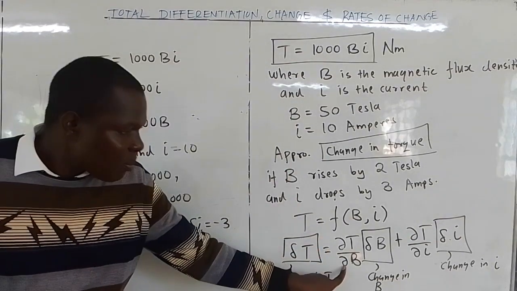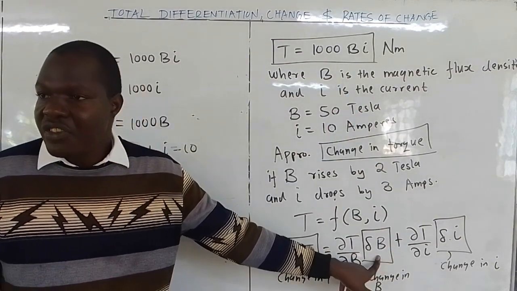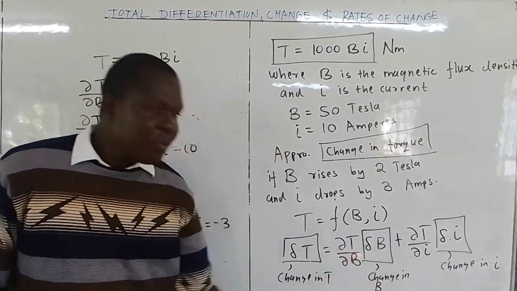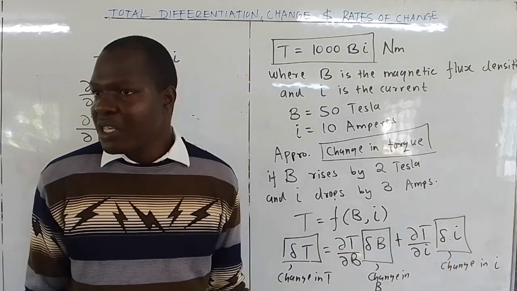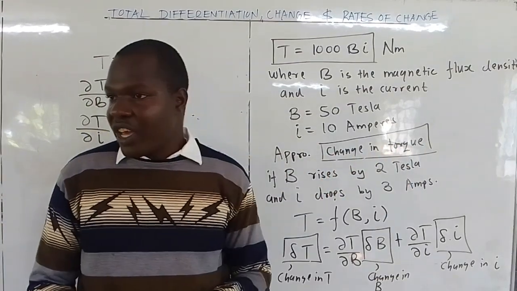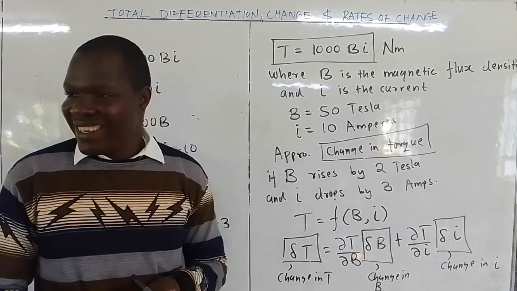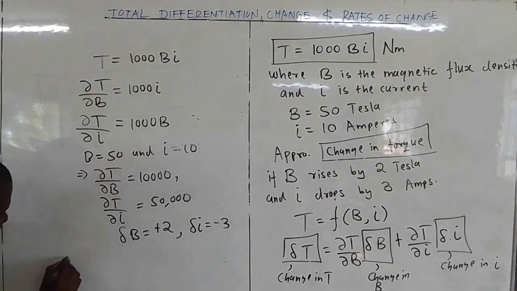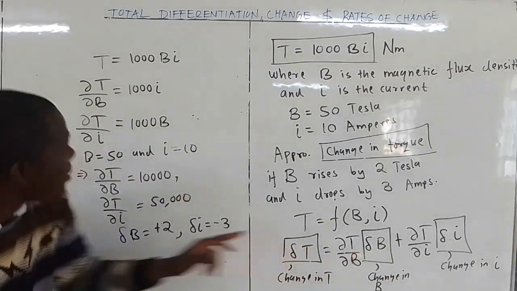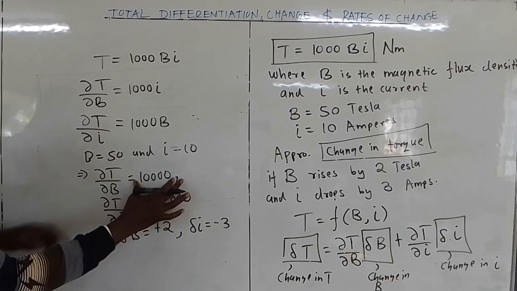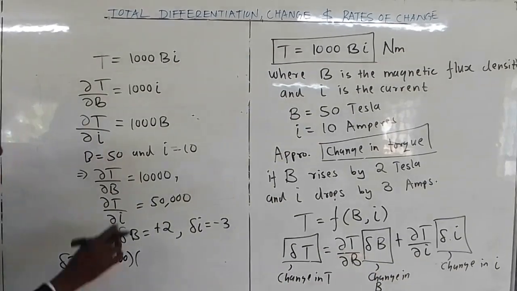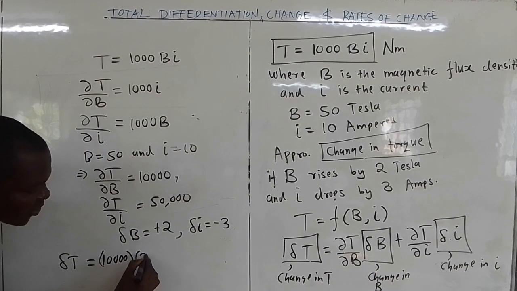So it means we found this partial derivative, we were given this change, we found this partial derivative, we were given that change. So what we do is to perform this product, and add them, isn't it? Meaning what we do, we just substitute to get the change in T, because the change in torque is what they require. This is the partial change in T, isn't it? So what is change in T? So change in T is equals to partial T over partial B, which you found to be 10,000, times change in B. Change in B you found to be positive 2, is just 2, isn't it?